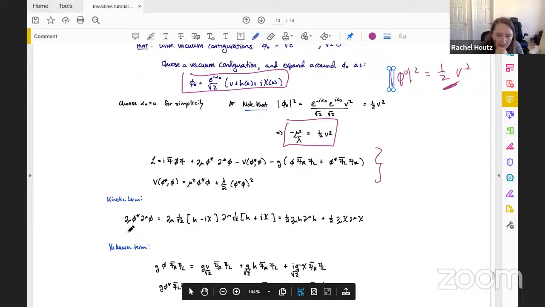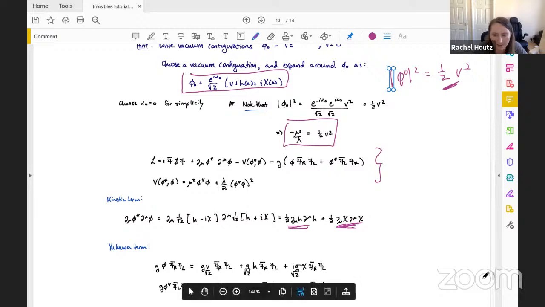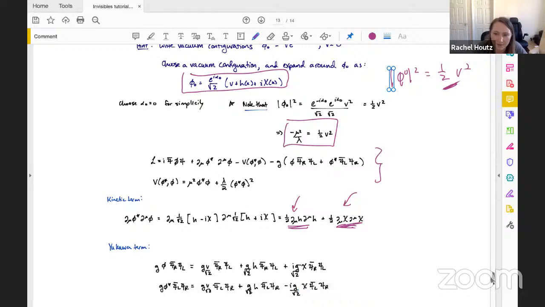So in the first case, we expand the kinetic term. The partial derivatives kill v, but the partial derivatives do act on h and chi. And so we end up with a kinetic term for h and a separate kinetic term for chi, which is nice. So it seems like we actually now have 2 scalar fields, which isn't uncommon. When you have one complex scalar field, you can usually rewrite it as 2 real fields. And then let's look at the Yukawa term.